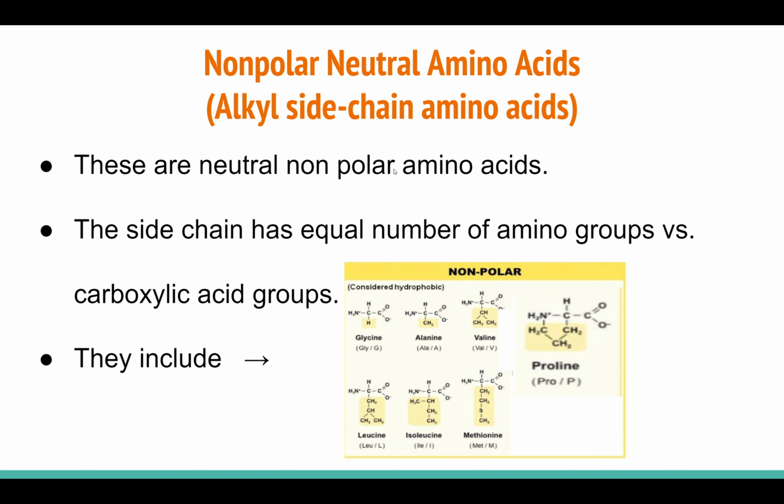Then here we also have the non-polar neutral amino acids. Non-polar neutral amino acids are those amino acids that have the same number of amino groups as carboxylic acid groups, and there are 7 of them in number. That is, they include glycine, alanine, valine, proline, leucine, isoleucine, and methionine. So this is the classification of amino acids.